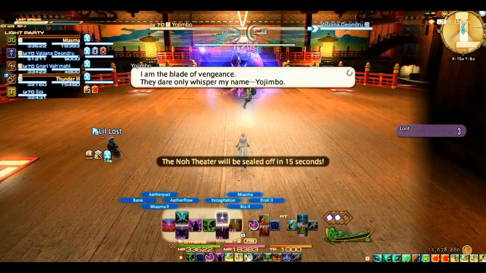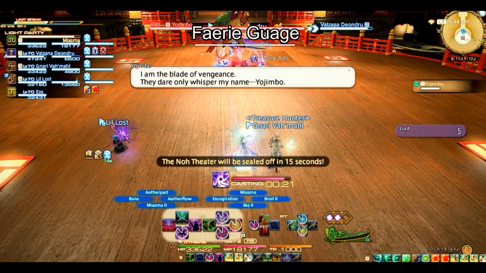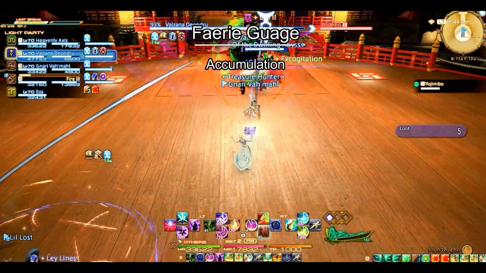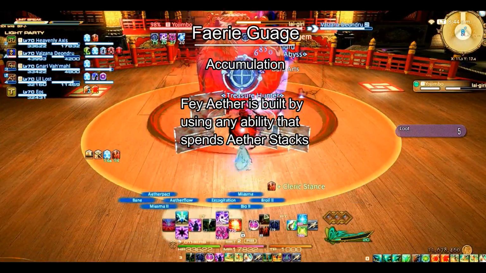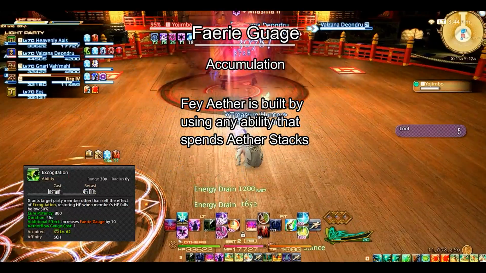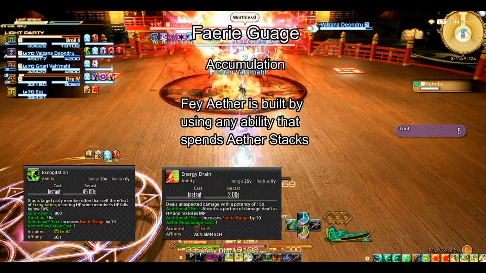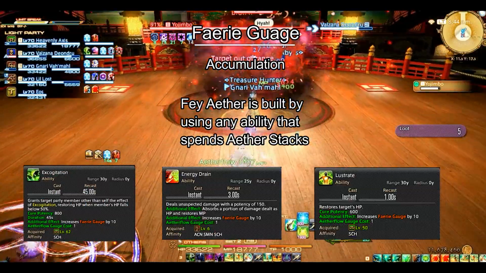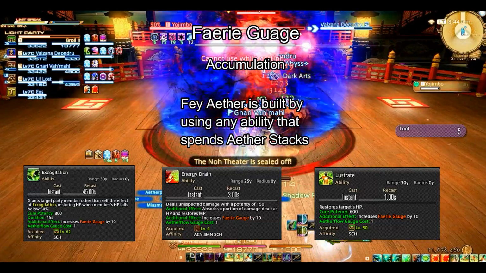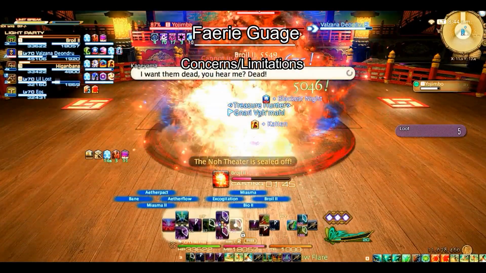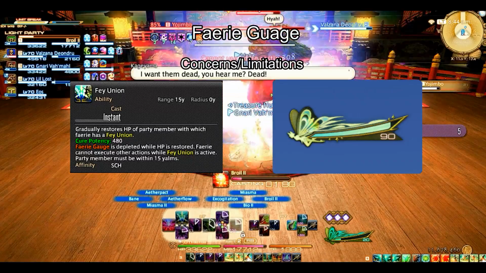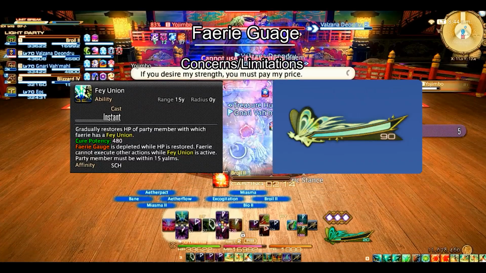The second part of your pet mechanic is your Fairy Gauge. You accumulate Fey Ether by casting any ability that consumes or spends Ether stacks, such as Excogitation, Energy Drain, and Lustrate. When you are ready to spend your Fey Ether, you do so by casting Fey Union, which connects your fairy to your target with a tether that heals for 480 potency every 3 seconds for a maximum of 30 seconds at 100% gauge.